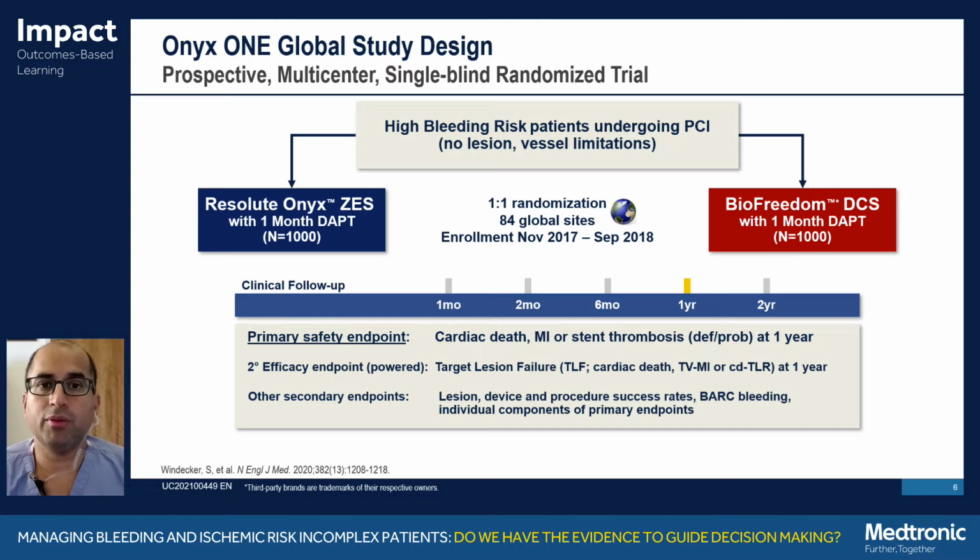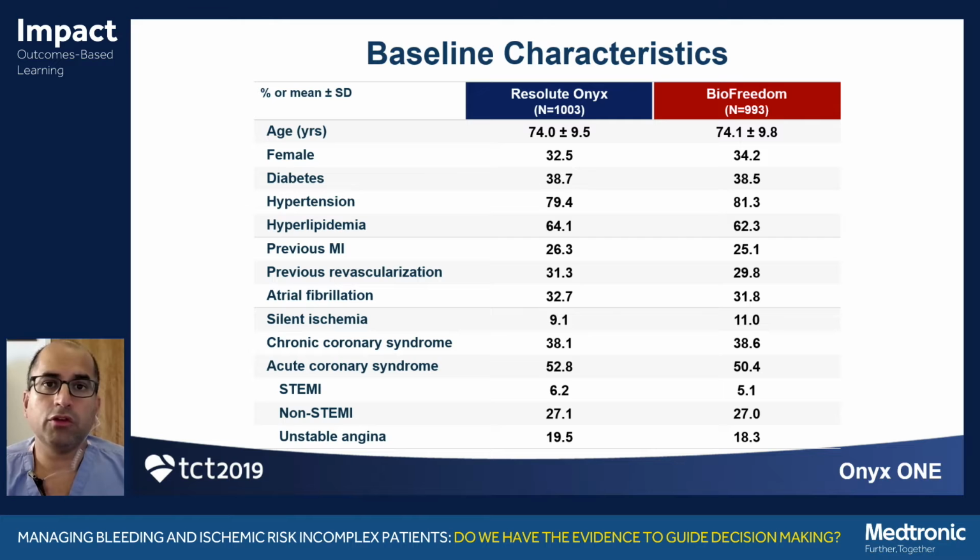The primary safety endpoint was a composite of cardiac death, MI, or stent thrombosis at 1 year, and then efficacy was also assessed in terms of not only repeat revascularization endpoints, but also angiographic efficacy too. Now, one of the interesting facets of this study that differentiates it is the fact that because BioFreedom was approved in Europe and used for these high bleeding risk patients, in a randomized design, you can basically include everybody pretty much who comes to the cath lab.